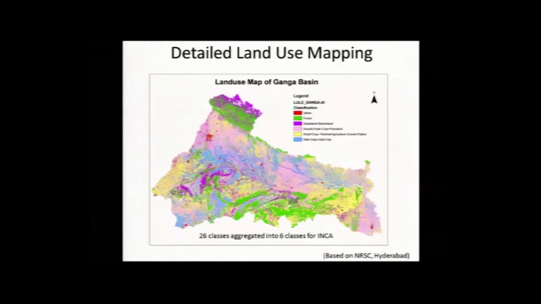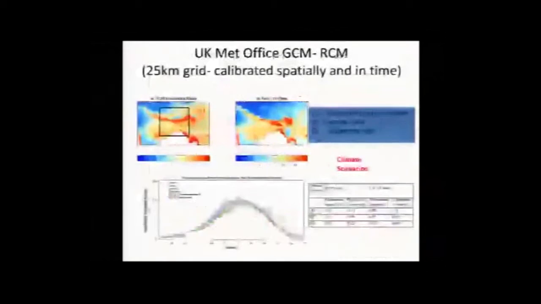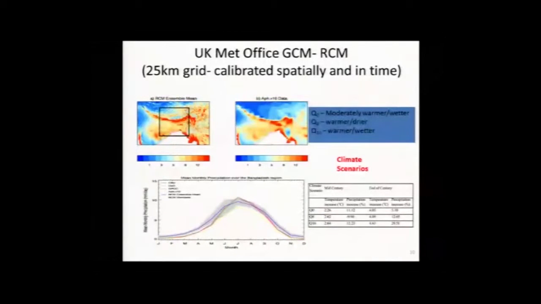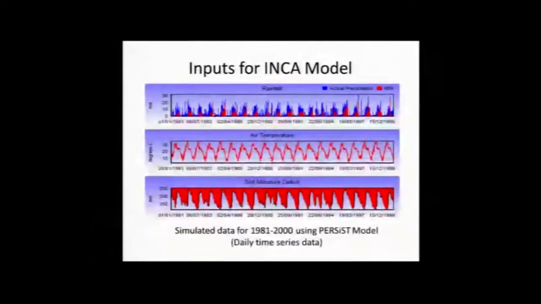Next, we also got the climate data from the UK Met Office, and this was downscaled data, the RCM level, on a 25 kilometer grid. And this is what we have been showing you all along. These are the 3 climatic scenarios which came out after a lot of discussion. These are the individual values which we used for the 3 different scenarios, Q0, Q8, and Q16. So these are our climatic scenarios. We have already shown you the SSP scenarios before. This was using a hydrological model with the inputs from the climate model. This was our input for the INCA model.